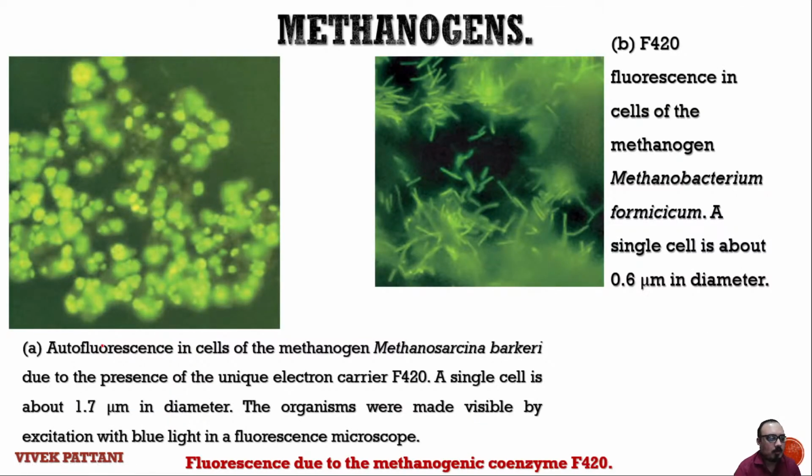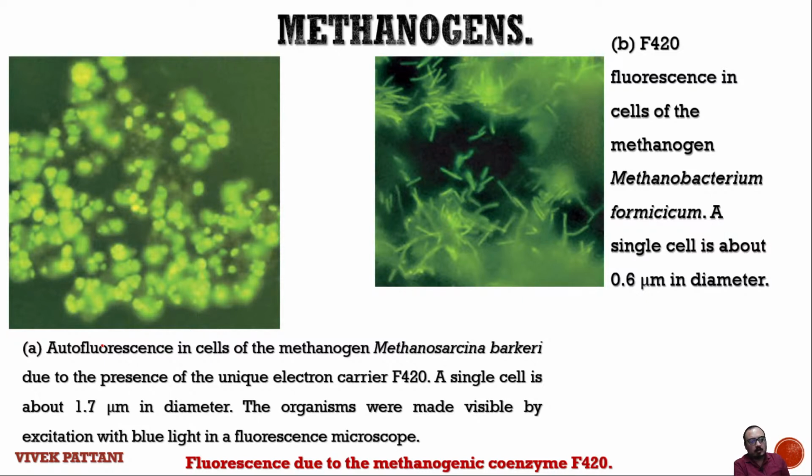Okay, now this one is the photograph under fluorescence microscopy, where A is basically an autofluorescence in the cells of the methanogen Methanosarcina barkeri, due to the presence of a unique electron carrier, F420. A single cell is about 1.7 micrometers in diameter, and the organisms were made visible by excitation with the blue light in the fluorescence microscope.